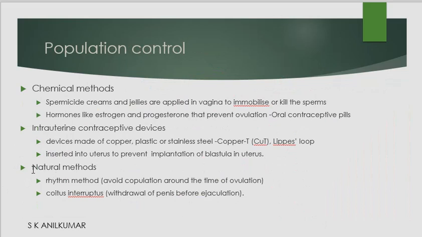Then you have natural methods. One is the rhythm method. Rhythm is to avoid copulation around the time of ovulation. Another is coitus interruptus.